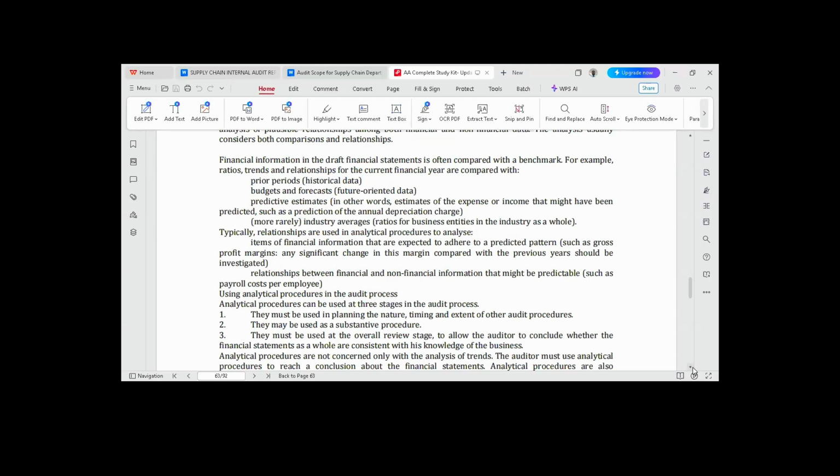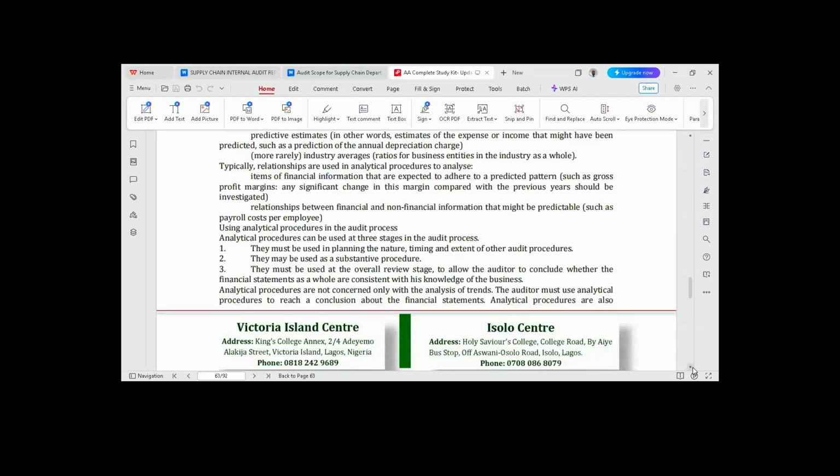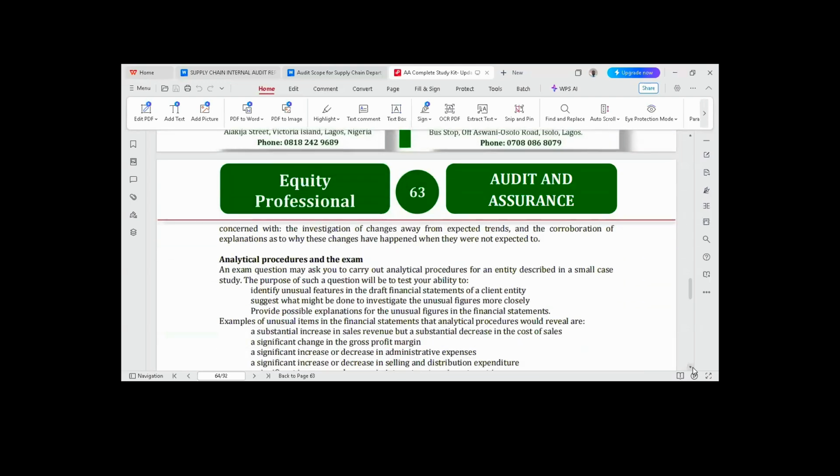So you're asking the question, let me see the invoice for last year, let me see all of it. By doing that, that's what we mean. Then number three, it may be used at the overall review stage. When the auditor is done with the audit, you will check whether there is consistency with the information that has been obtained and the auditor's knowledge of the business. So that is analytical review procedures. Any question?